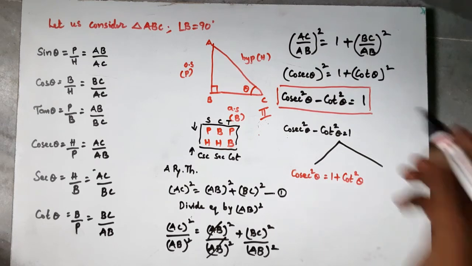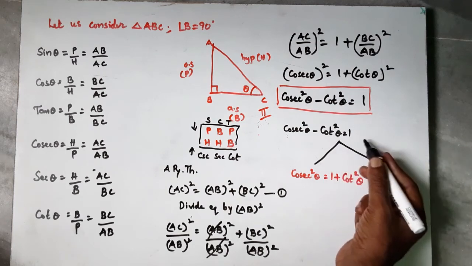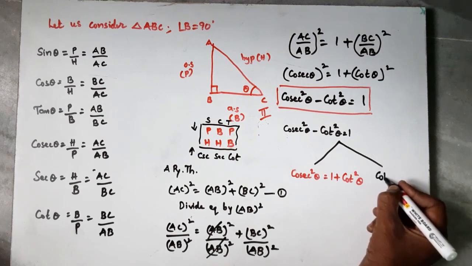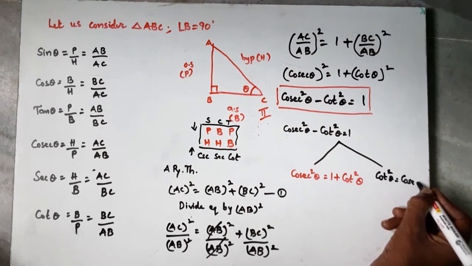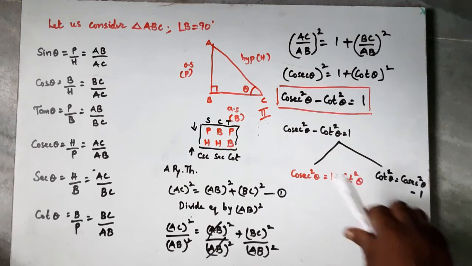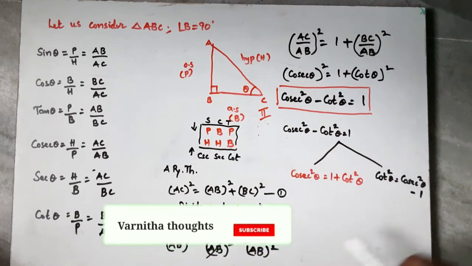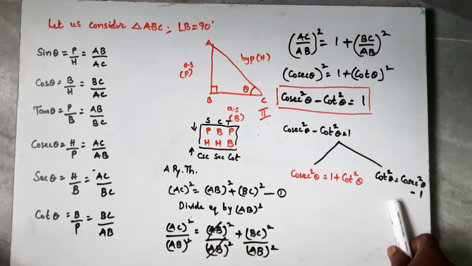So next one. You transpose minus cot square theta to the other side and bring 1 to this side. So what happens here? Cot square theta is equal to cosec square theta minus 1. Like this we are going to get another 2 trigonometric ratios. So for one trigonometric identity you are going to get 2 more. Like this we can simplify the trigonometric identities.